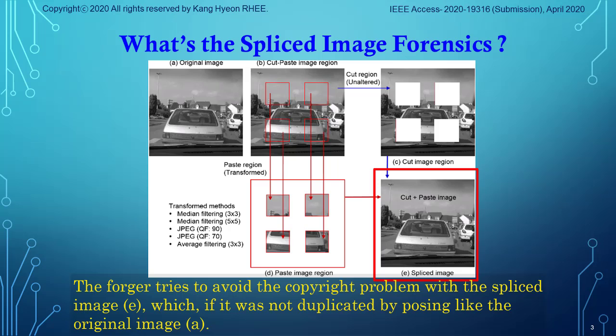The forger tries to avoid the copyright problem with the spliced image E, which is not a duplicate because it is posed like the original image A.